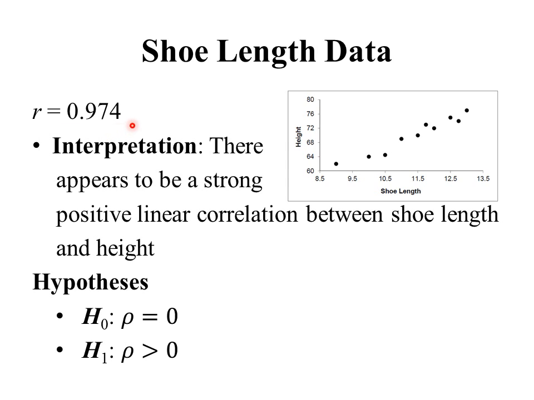Okay. So for our shoe length data, we showed that the value of r was 0.974. And so our interpretation based off of that value and our graph is that there appears to be a strong positive linear correlation between shoe length and height. So then we gave a formal justification for that interpretation with a hypothesis test, where our hypotheses were that rho, the population correlation, equals 0, versus the alternative that rho is greater than 0. Informally, the null hypothesis is that there is no correlation in our population, and the alternative is that there is a positive linear correlation in our population.